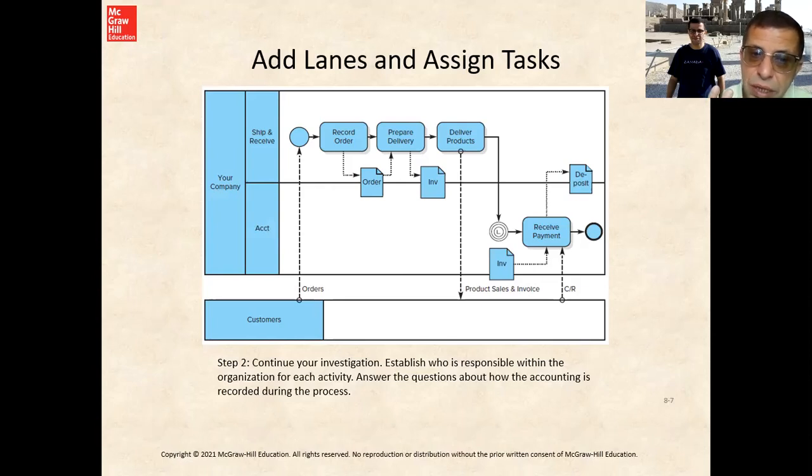So the customer sent the order. Who's responsible for receiving the order? Ship and receive probably. An order record in your company, order processed, order delivered, invoice issued by the ship and receive. The product is being delivered and the payment is happening, and the payment is received and deposited into the bank.